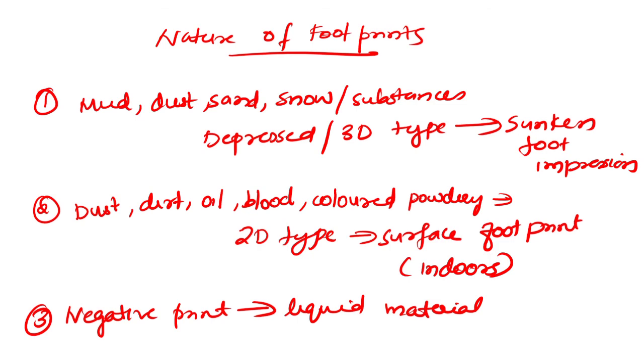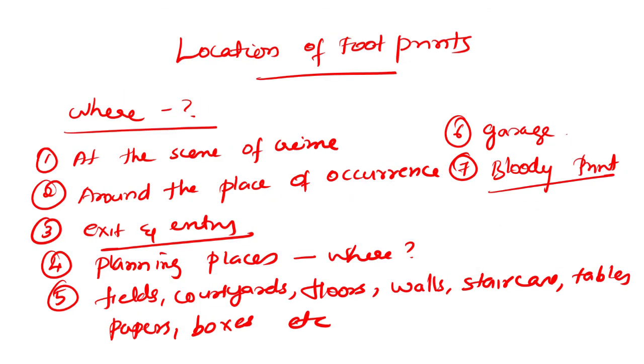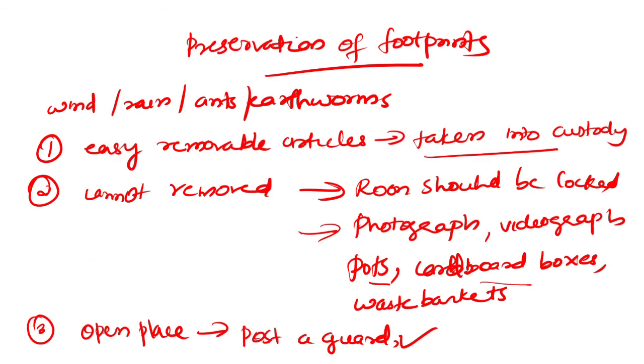There are three types, as I already told. Then location, you have to search each and every point where the culprit has the chance to go. And this is the method of preservation of footprints.